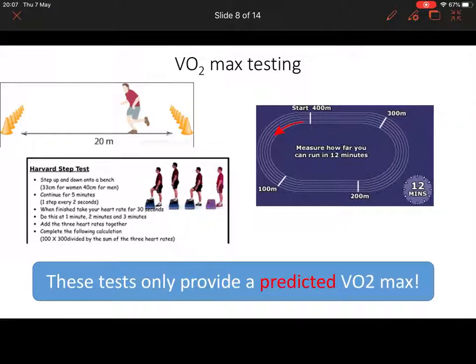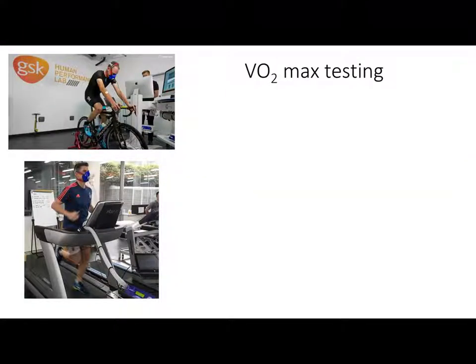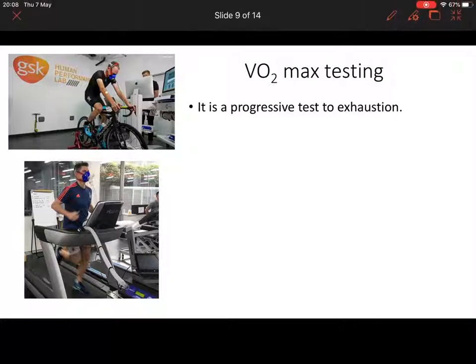The only true way, and it goes back to the term gold standard that I talked about as a measurement of energy expenditure, is actually doing a VO2 max test, whether it's on a bike or a treadmill. So I'll just really go through these. So what is a VO2 max test? We talked about what VO2 max is, but a key word I would highlight here is this. In fact, I would highlight that bit. It is a progressive test to exhaustion.